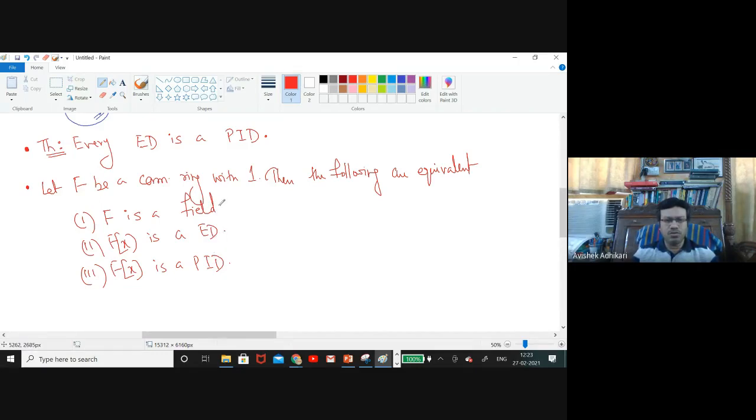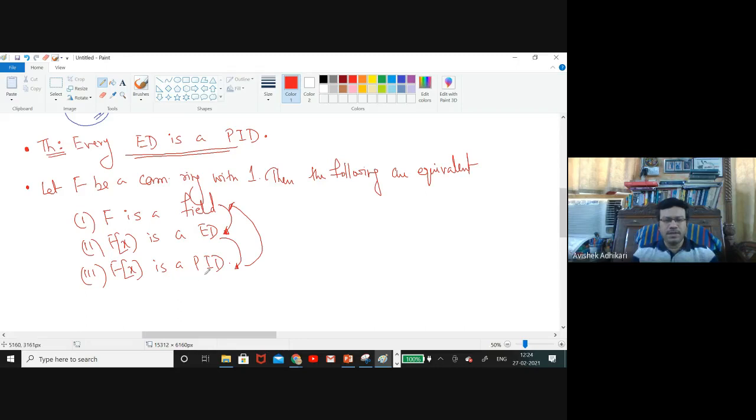So 1 implies 2. If F is a field, then F[x] is a Euclidean domain with respect to the degree of the non-zero polynomial, which we have already seen. If F[x] is a Euclidean domain, we have seen the more general result that it has to be a PID. So the only thing left is, if F[x] is a PID, then F is a field. So you have already assumed that F[x] is a PID, and from there you need to check that F is a field.